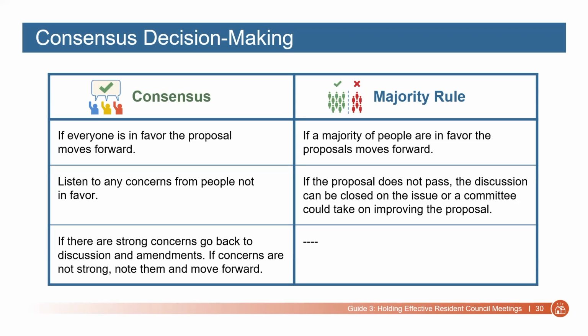Under consensus, when it seems that everyone is in favor of a proposal, it moves forward for a vote. If anyone is not in favor, the facilitator will ask them to share their concerns. This may lead to an amendment of the proposal to address concerns or make the proposal better. If concerns are not strong, the facilitator may say something like, "It sounds like you have some concerns about laundry room noise at night, but you understand this is the only time that some people can do laundry. Are you okay with the amended proposal of a 9 p.m.